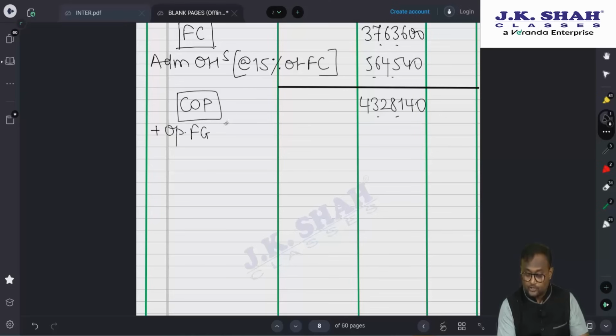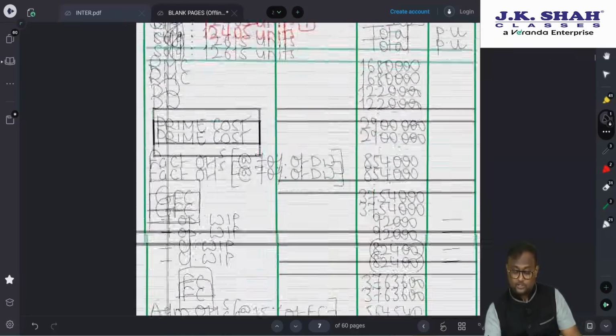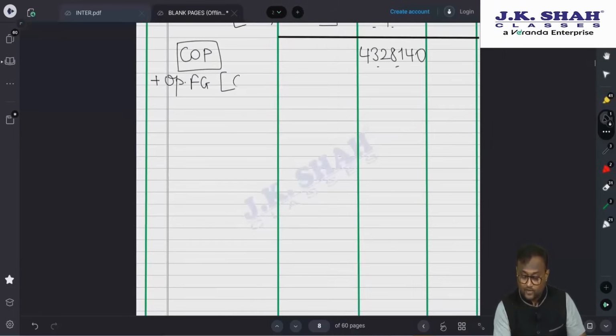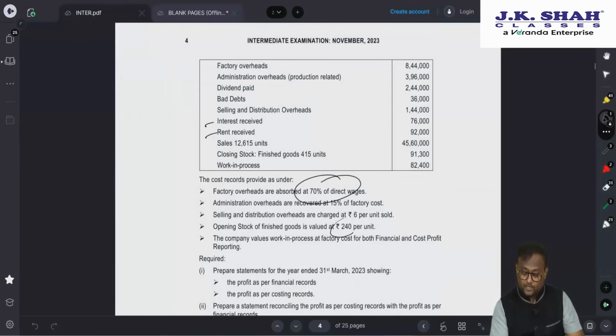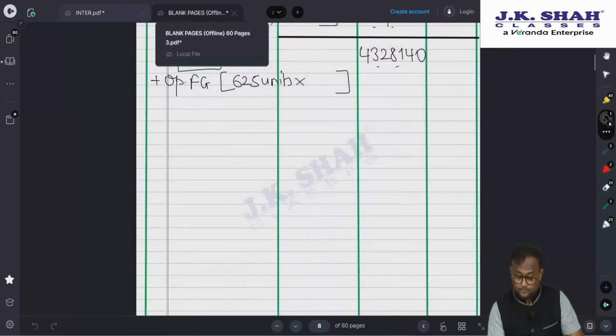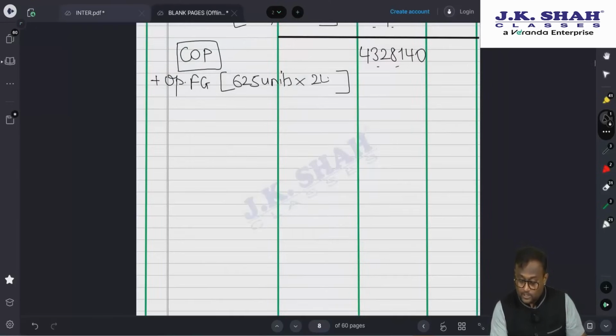As far as opening stock of finished goods is concerned, 625 units we have. The question has clearly told me to value opening stock at 240. So 240 multiplied by 625. 1,50,000 will be the value of opening stock.